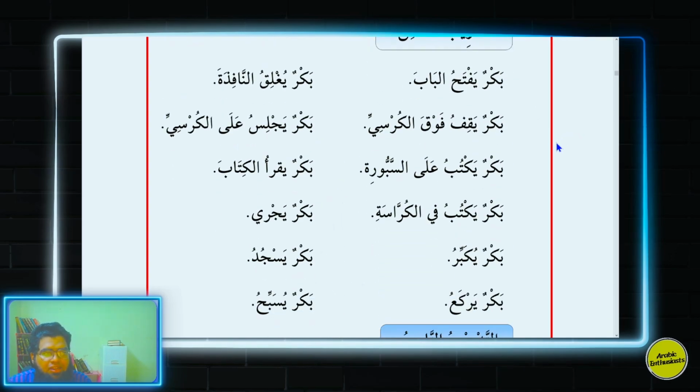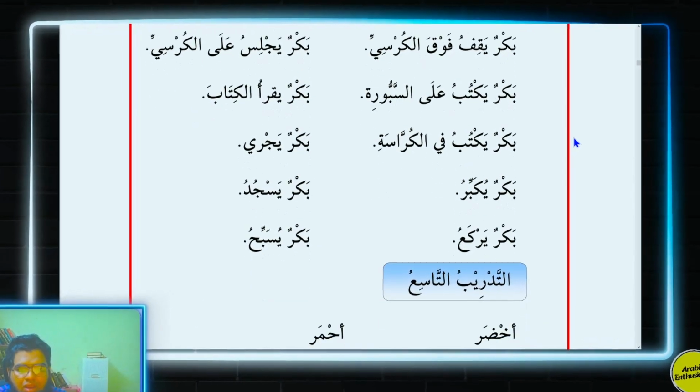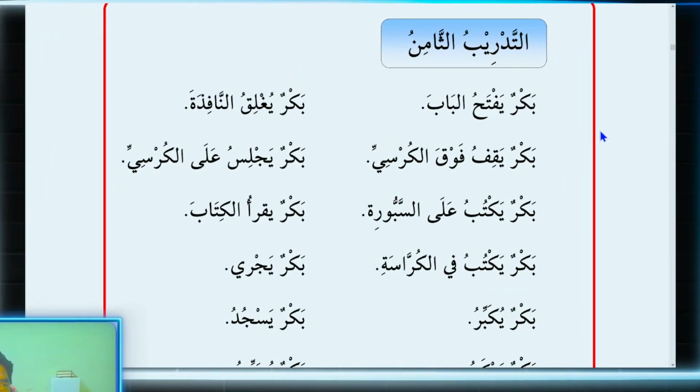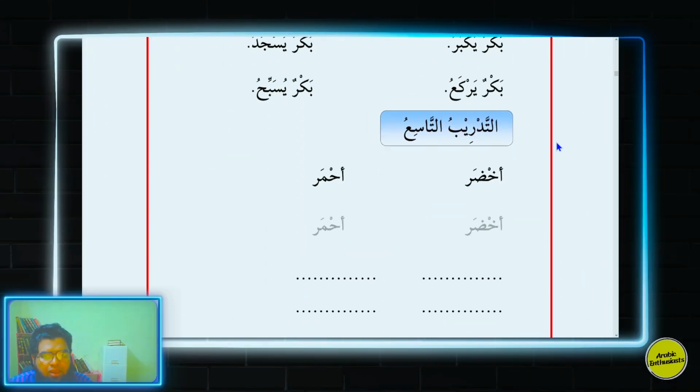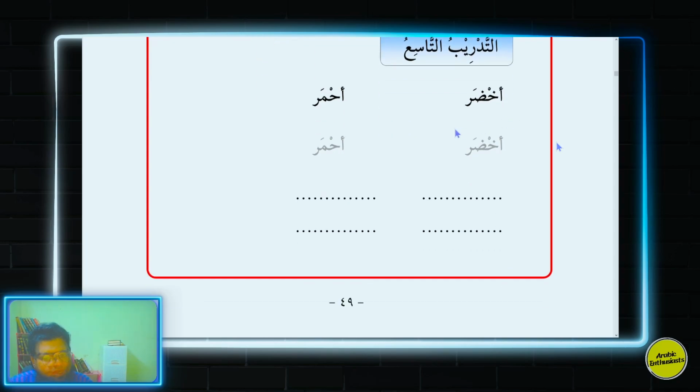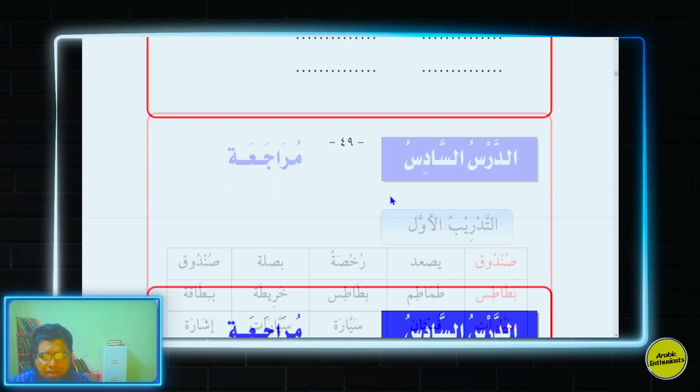Some sentences, write them down, or write a few of them down at least, or make your own sentences with the 24 verbs which he taught in the starting. Use your own names or whatever, but male names. Some writing practice. Akhdar, green. Ahmar, red. So you have to write it.